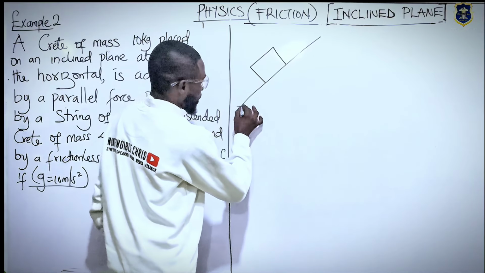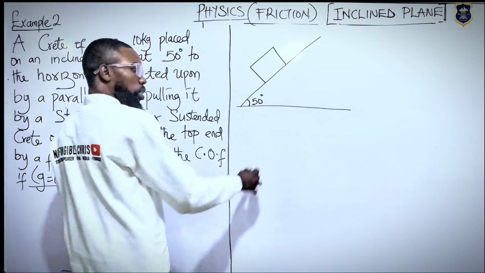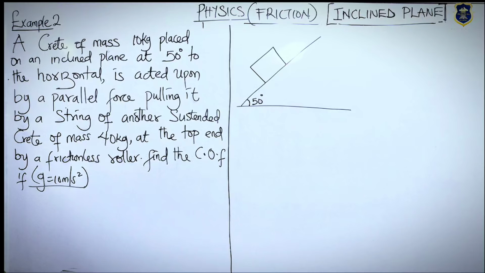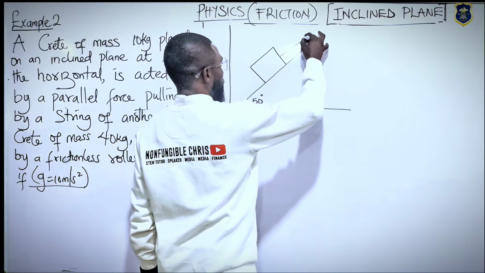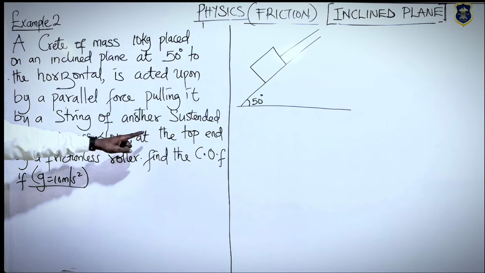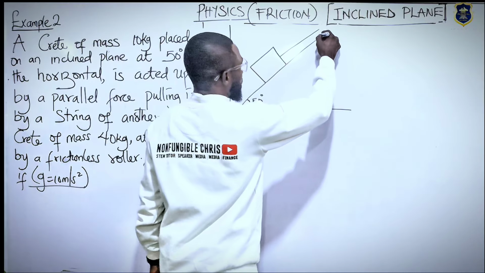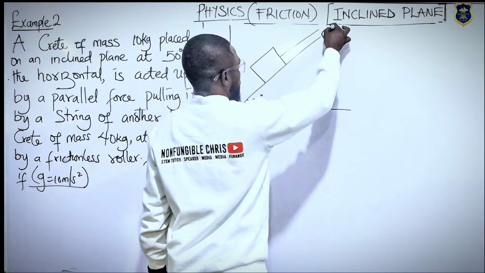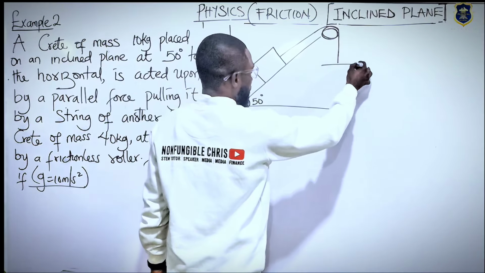So it means that we have a horizontal floor. So this is 50 degrees, right? So the crate on the plane is acted upon by a parallel force, pulling it by a string from another suspended crate of mass 40 kg. So it means that there's a string here, right, of 40 kg at the top end of the incline, over a frictionless roller. So there is a roller around here. So this stuff is here, and then there's another crate here like this. That's what I'm seeing.